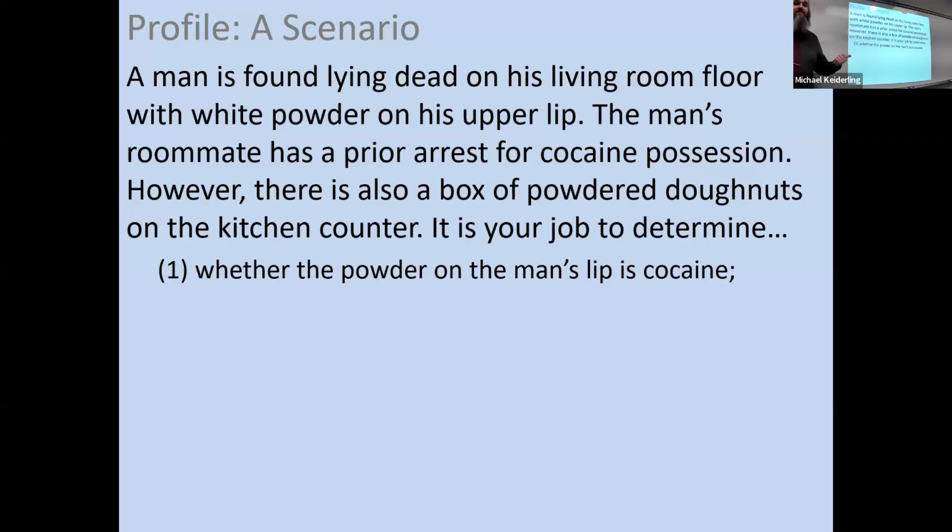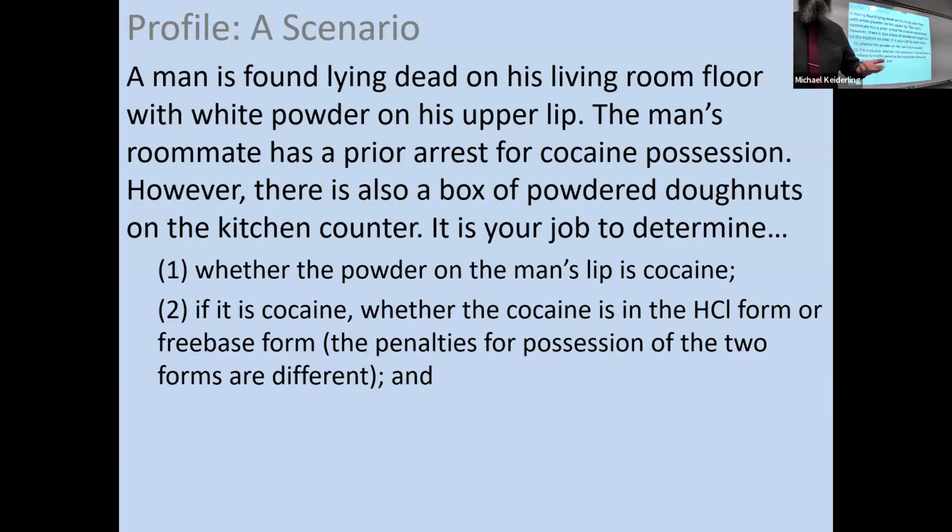So whether this powder is cocaine, and if it is cocaine, whether this cocaine is in the HCl form or the free base form, because whether it's an acid or a base has distinct differences in the legal consequences of cocaine possession. The penalties for possession of the two forms are different.